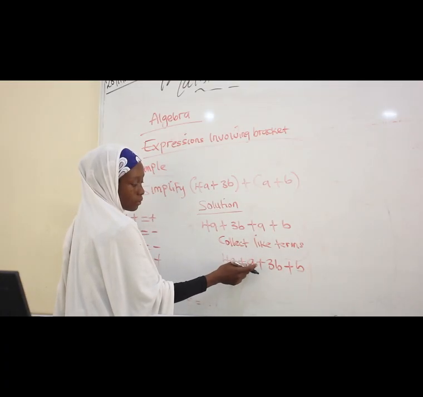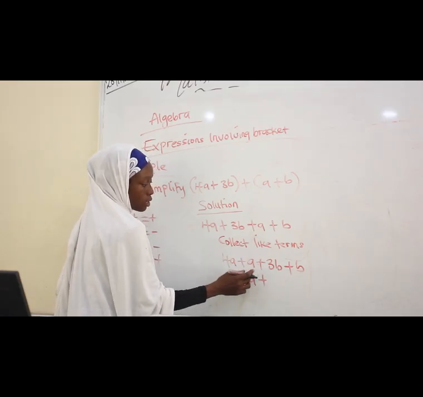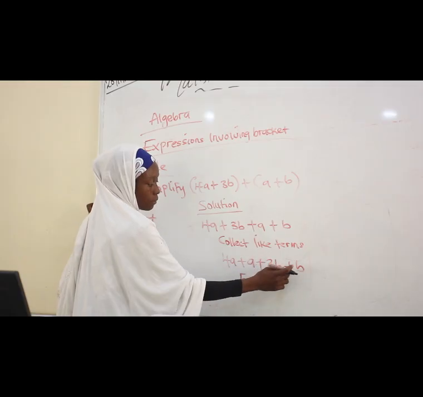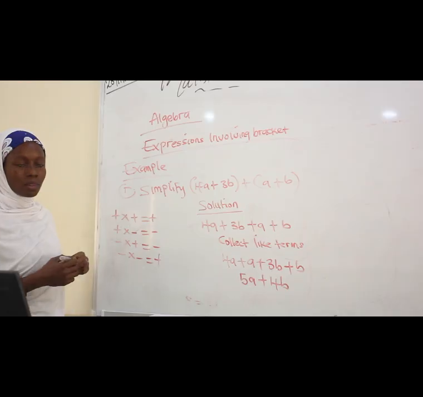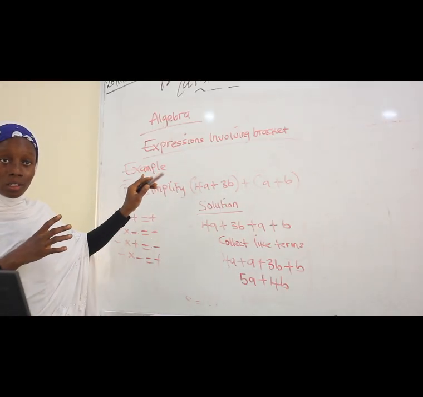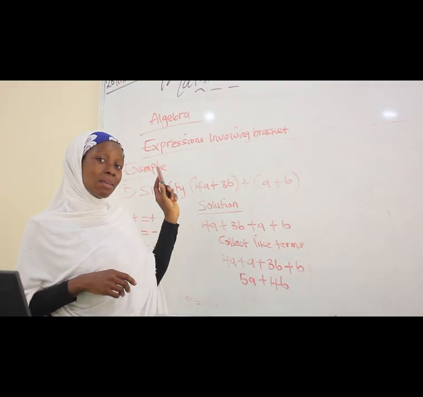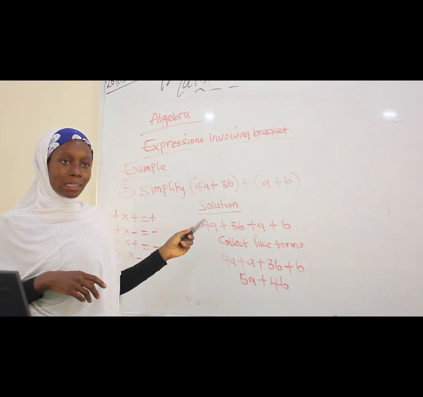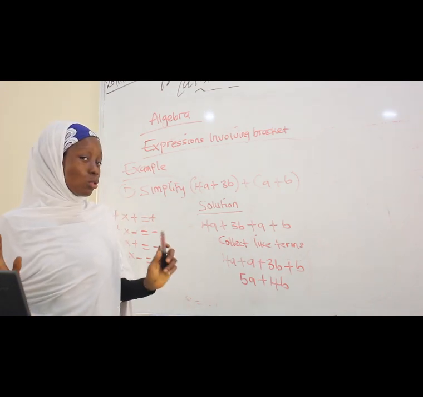So now, we simplify further. 4a plus a, 5a. Plus 3b plus b, 4b. But mind you, this is a situation whereby you are having plus outside the bracket. But if it is a minus outside the bracket, all the other signs inside the bracket are going to change.